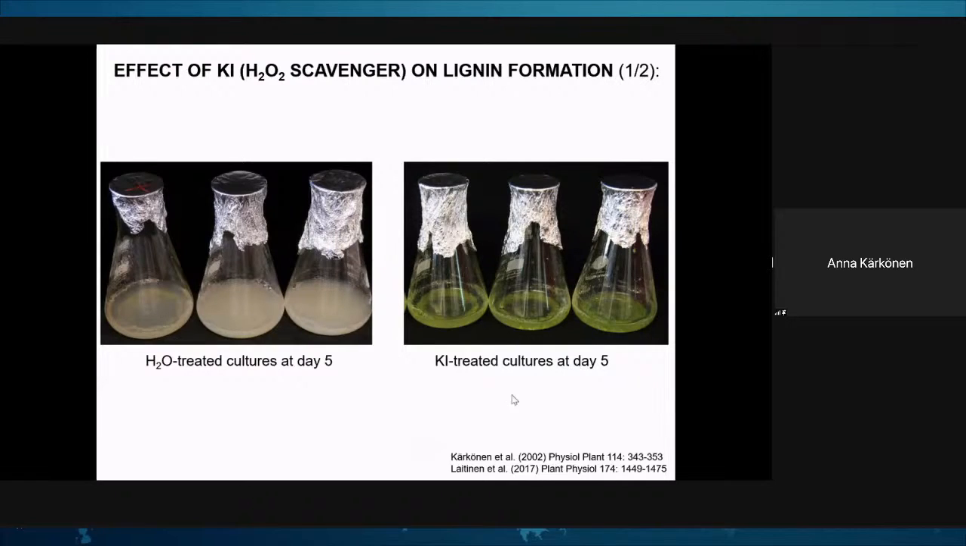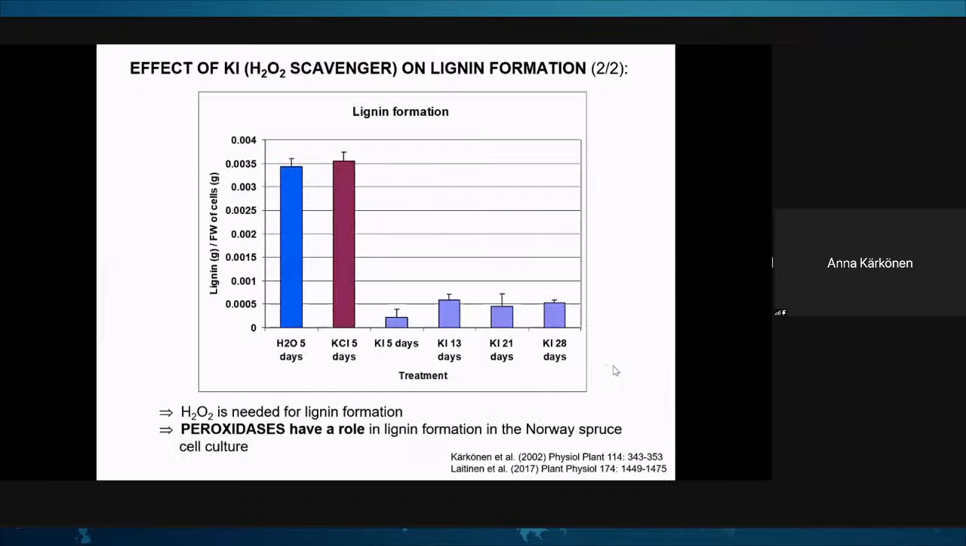So we did the experiment where iodide-treated cultures got 5 millimolar iodide at the beginning of liquid culture, and control cultures obtained a similar volume of water at the beginning of liquid culture. And here you can see that at day 5, the water-treated control cultures have formed a lot of extracellular lignin, shown here as a milky culture medium, whereas the iodide-treated cultures, after the same time of culturing, are still clear. The medium is still clear, so there is no visible extracellular lignin.